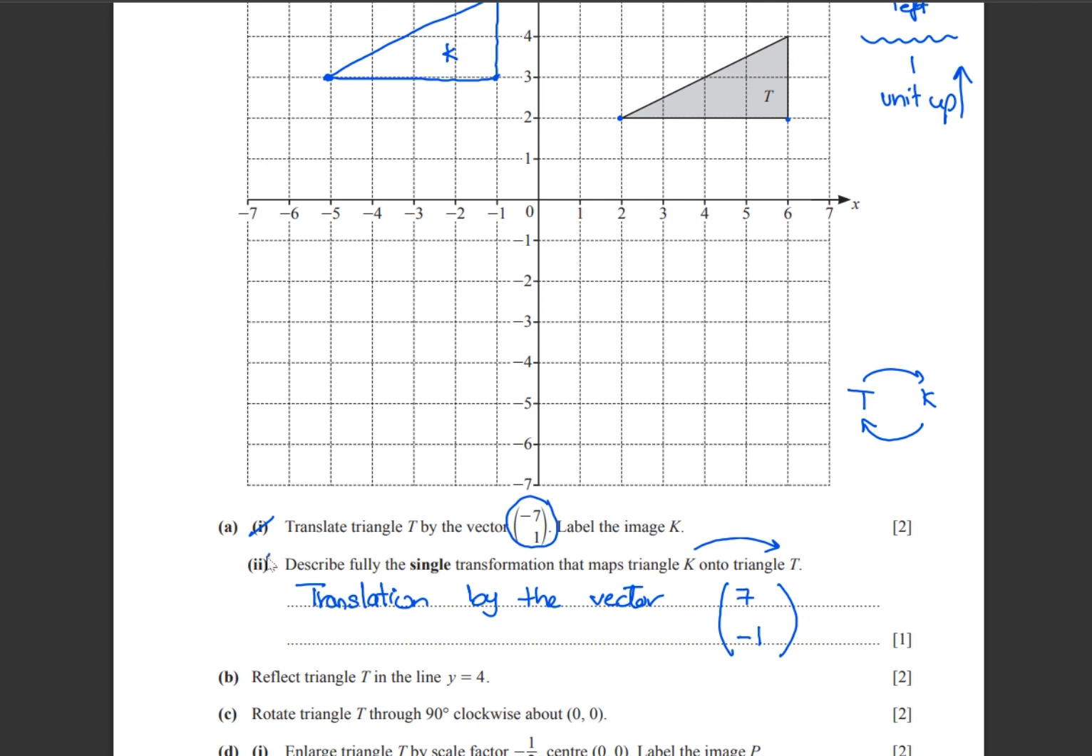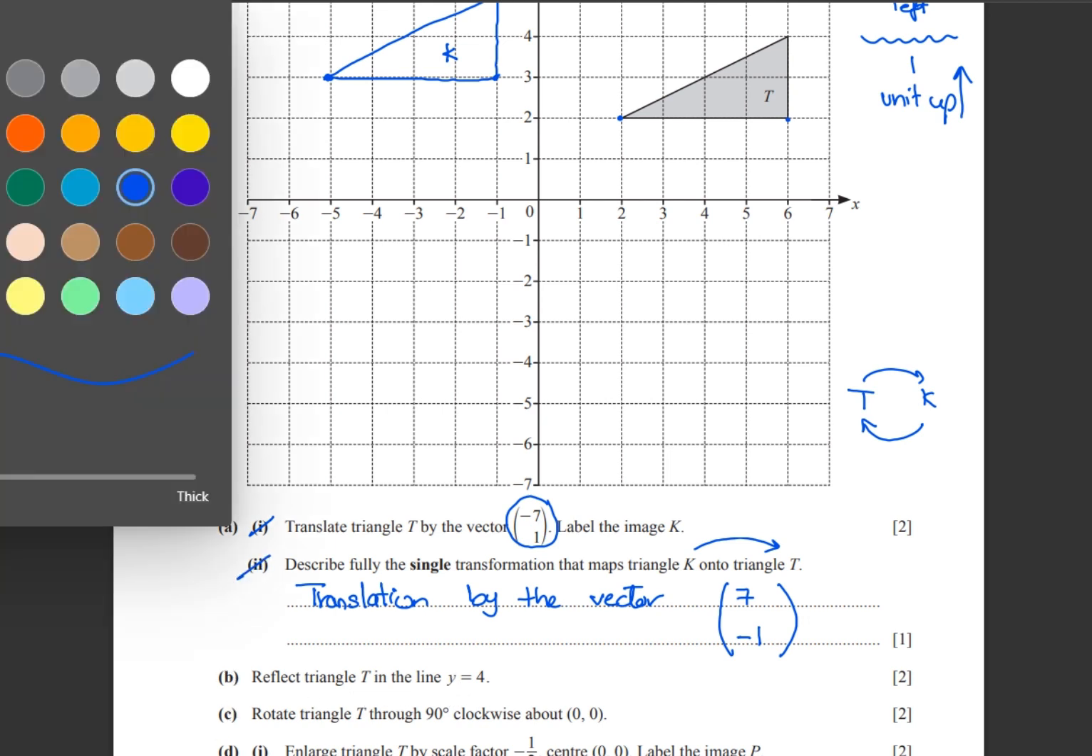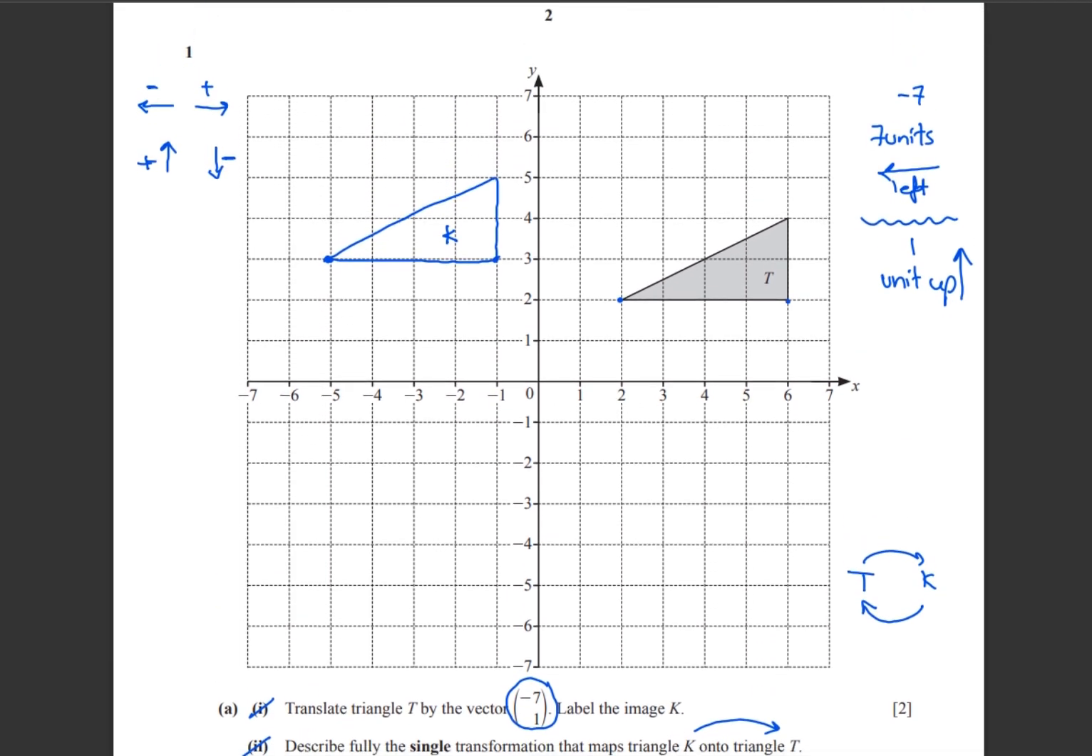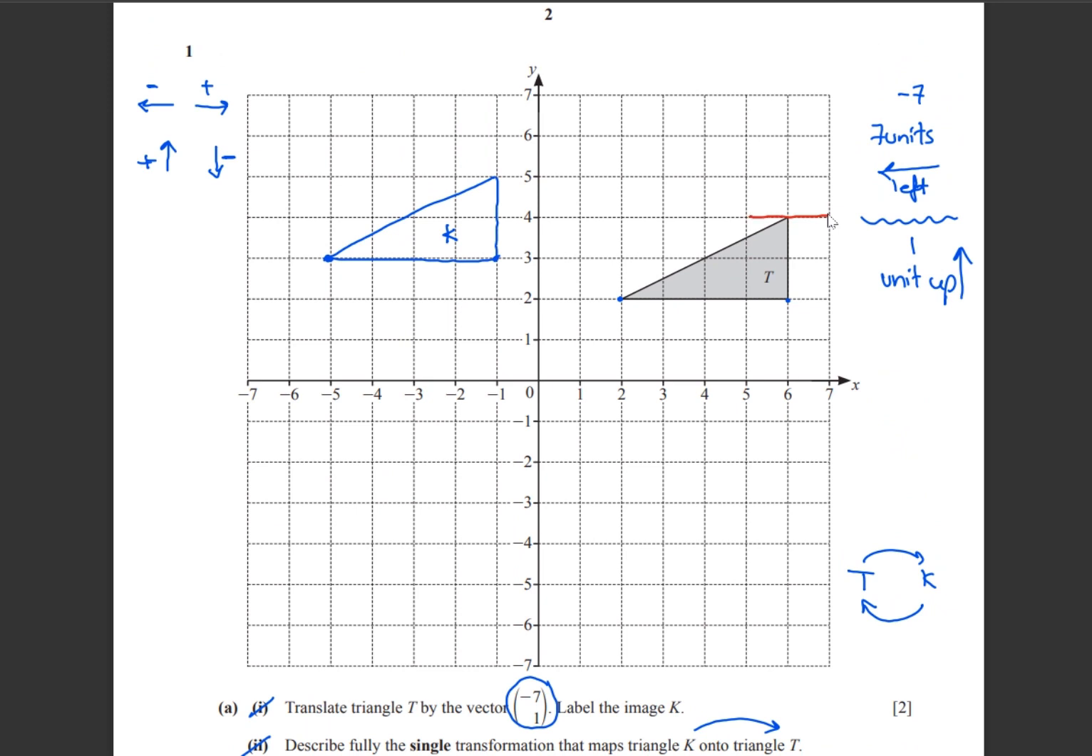Another question, this is done. Reflect the triangle T in the line y equal 4. So I should first draw the line y equal 4. Where is y equal 4? Here is the line, which is y equals 4. We can erase this.